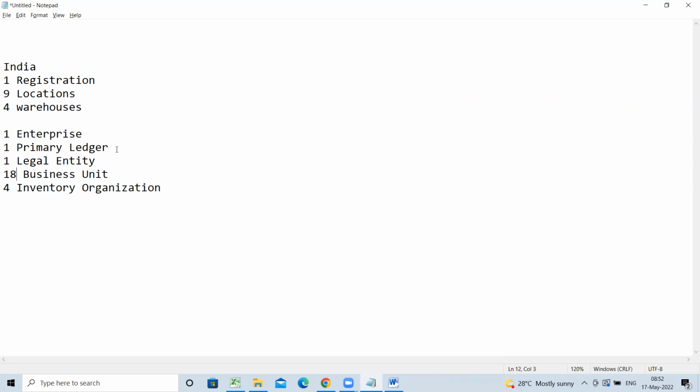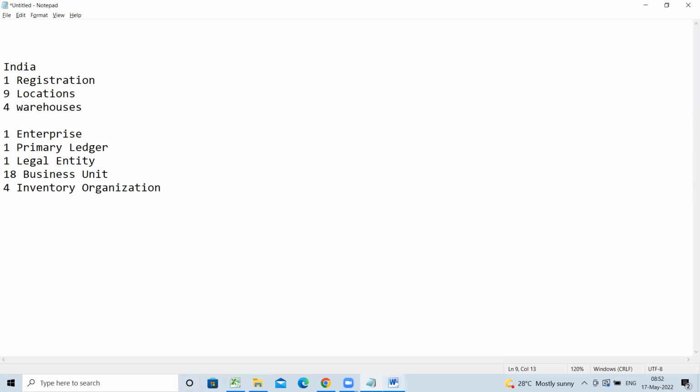The only point you can consider is how many business units you have as per your enterprise structure. Accordingly, you can maintain the values within the chart of accounts under the balancing segment. Other things you don't need to consider. We are not going to create anything based on inventory organizations, legal entities, primary ledger, or enterprise. We will consider some scenarios, and I'll explain that also. For now, this is the only point you have to consider when you create the chart of accounts.